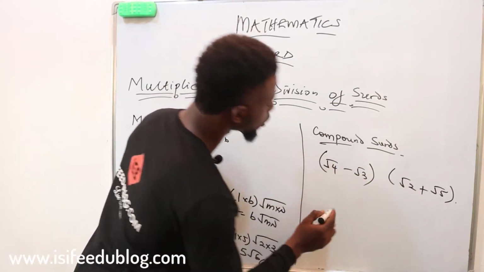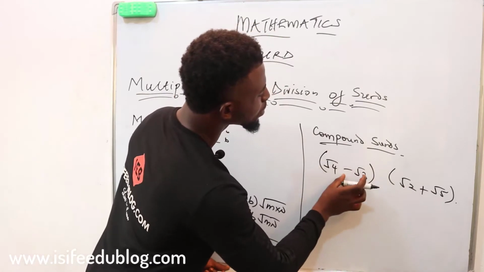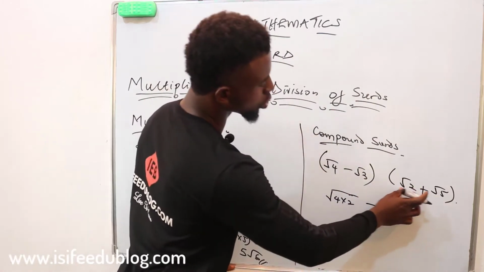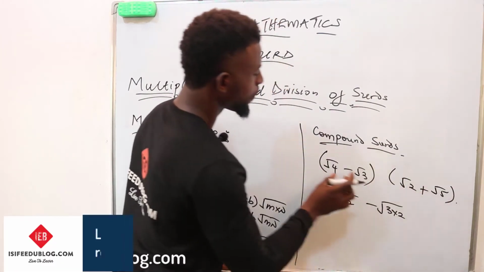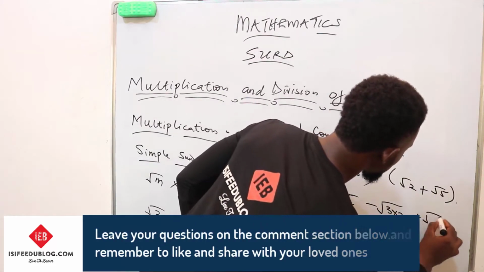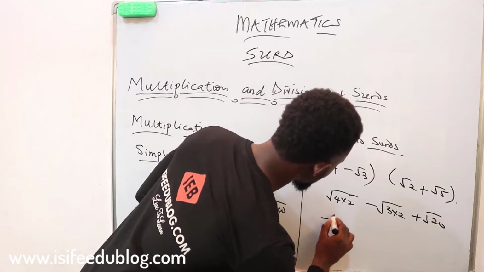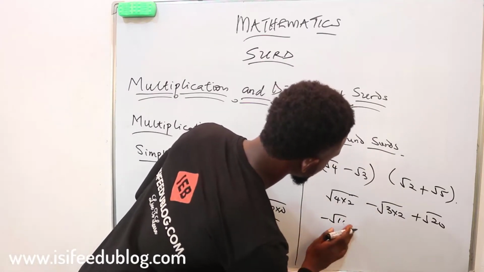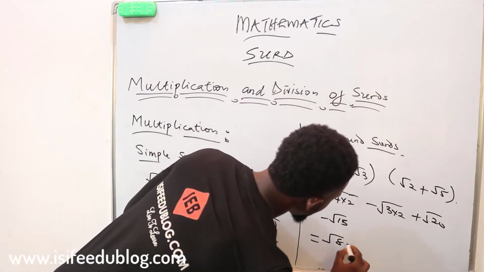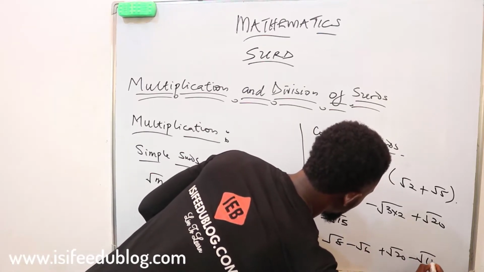Root 2 times root 4 will give us root 4 times 2, right? Root 2 times minus root 3 will give us minus root 3 times 2. So we are done with root 2. We'll go over to root 5. Root 5 times root 4 will give us plus root 20. Now root 5 times minus root 3 will give us minus root 15. So this is equal to root 8 minus root 6 plus root 20 minus root 15.